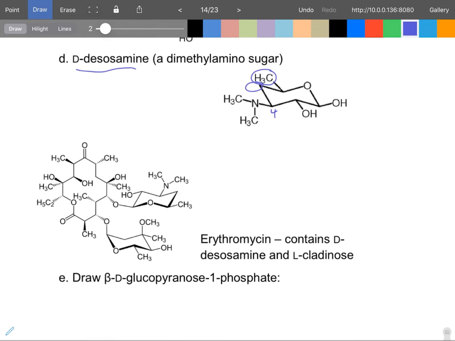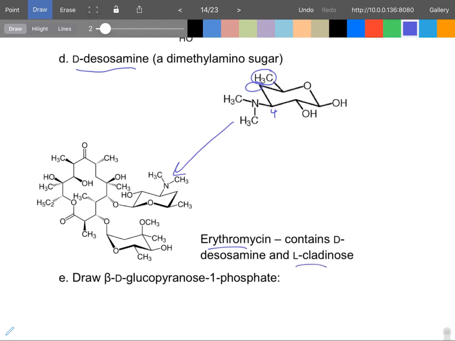And in fact, what we observe is erythromycin is an antibiotic compound that contains this desosamine sugar right there. It's in a kind of wonky position, but try to convince yourself, find the anomeric carbon, number the carbons if you want to. Good practice. It's in a kind of upside down configuration.